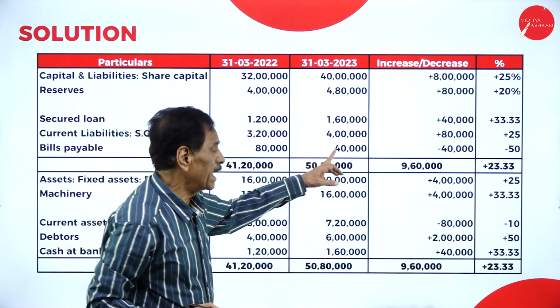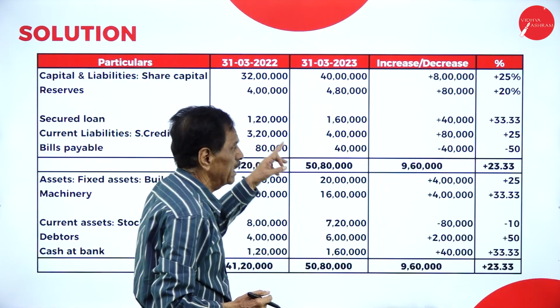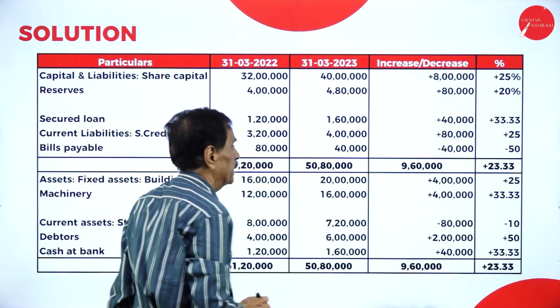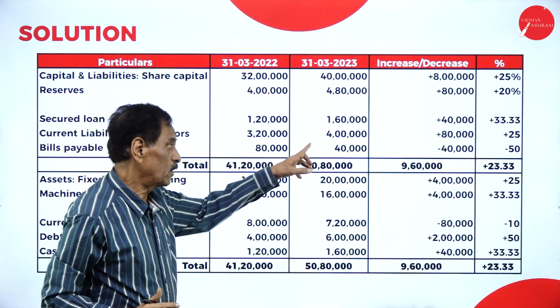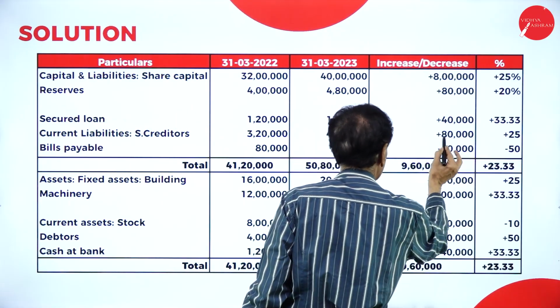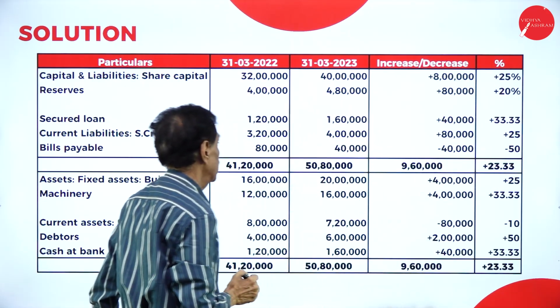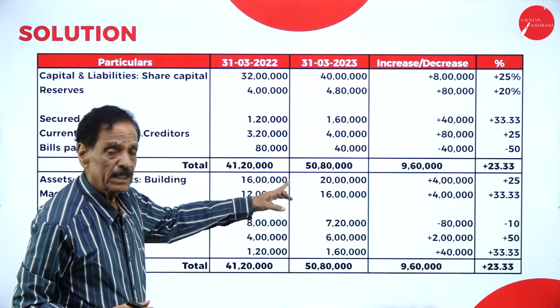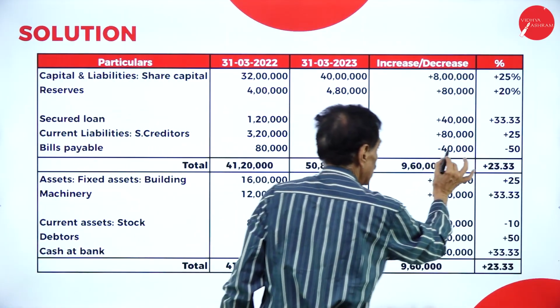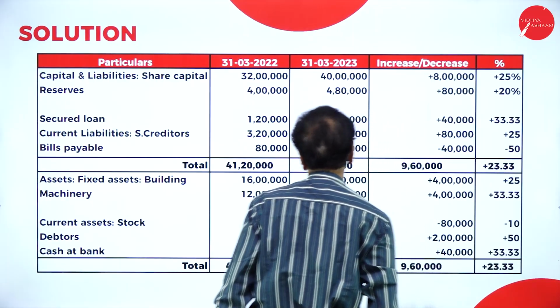1 lakh 20, 1 lakh 60, increase of 40,000. 40,000 divided by 1 lakh 20,000 into 100 is 33.33. Then 3 lakh 20,000, 4 lakh, there was an increase of 80,000. 80,000 divided by 3 lakh 20,000 into 100 is 25%. Now 80,000, 40,000, that has decreased by 40,000. 40,000 divided by 80,000 into 100 is minus 50%.